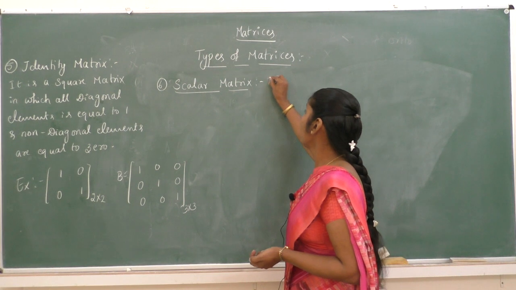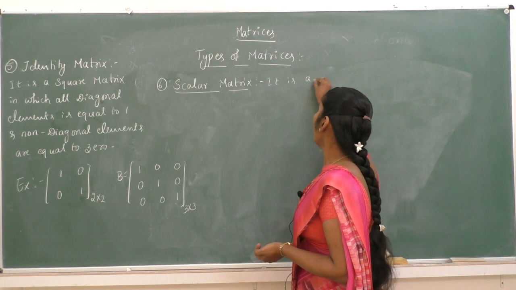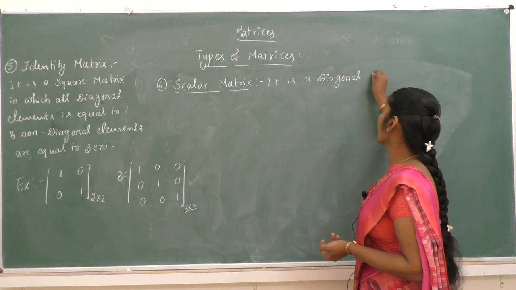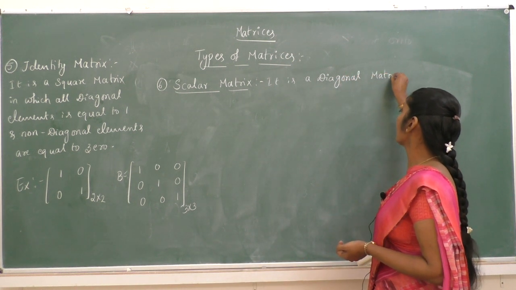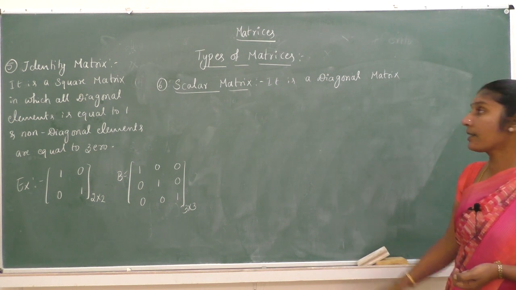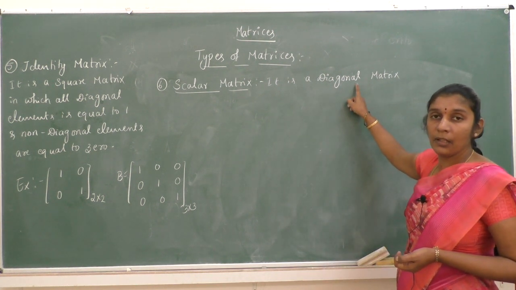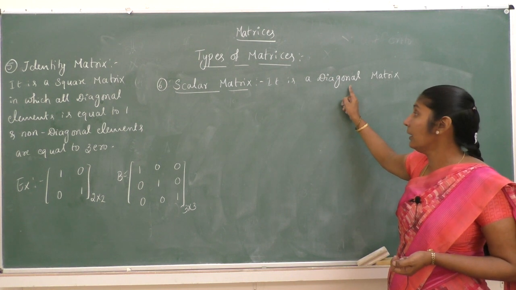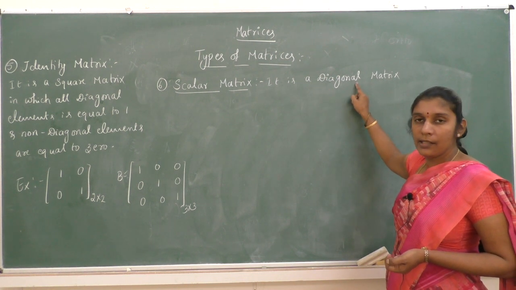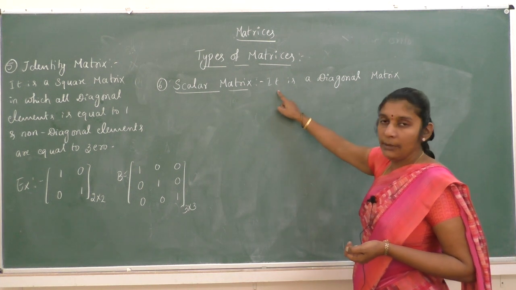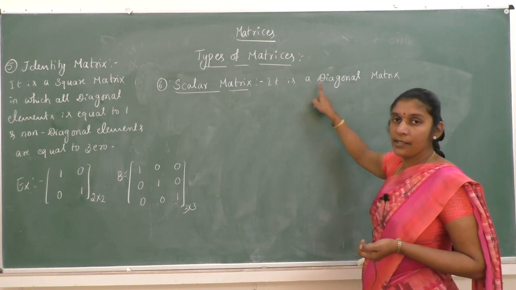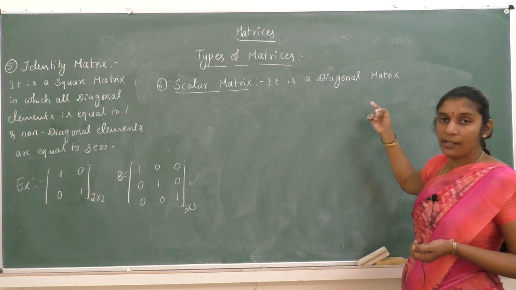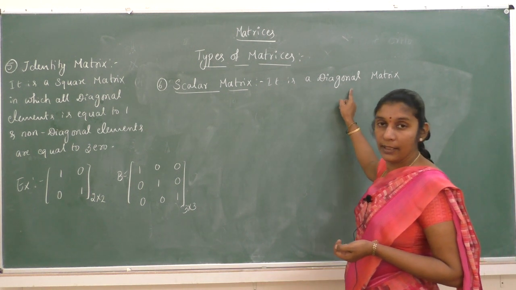A scalar matrix is a diagonal matrix. It is a diagonal matrix which satisfies the definition of a diagonal matrix. So we do not directly write diagonal matrix in the definition; instead you have to write it is a square matrix in which all non-diagonal elements are zeros and diagonal elements are there.